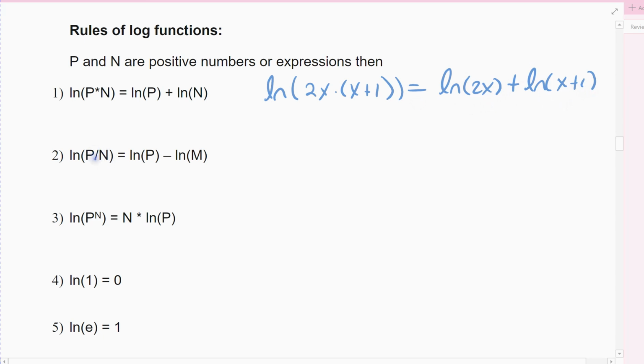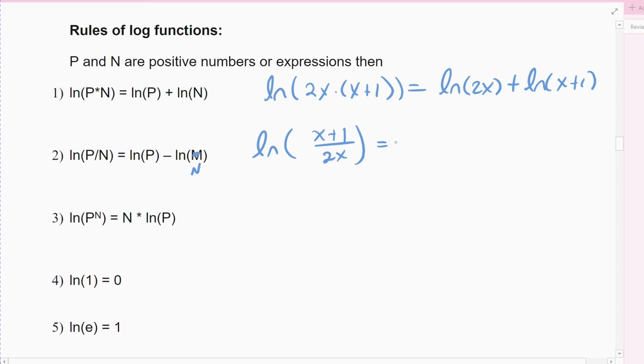If I've got division, and again, remember, inside the function, so I've got p divided by n, I can rewrite that as the natural log of p minus the natural log of n. So if I've got something like x plus 1 divided by 2x.